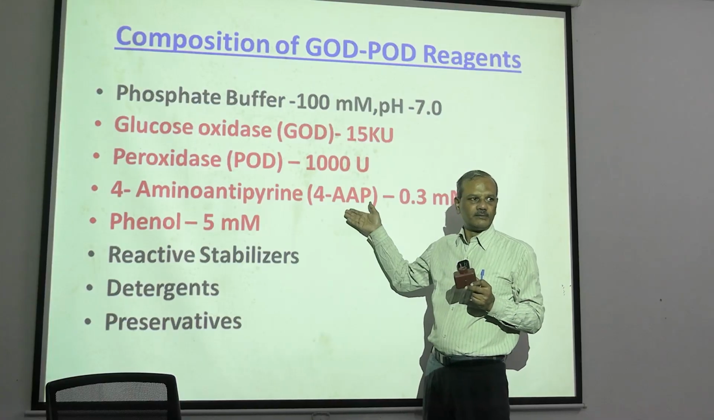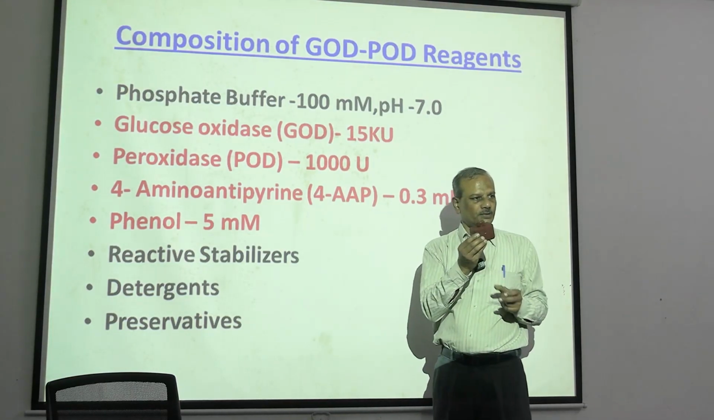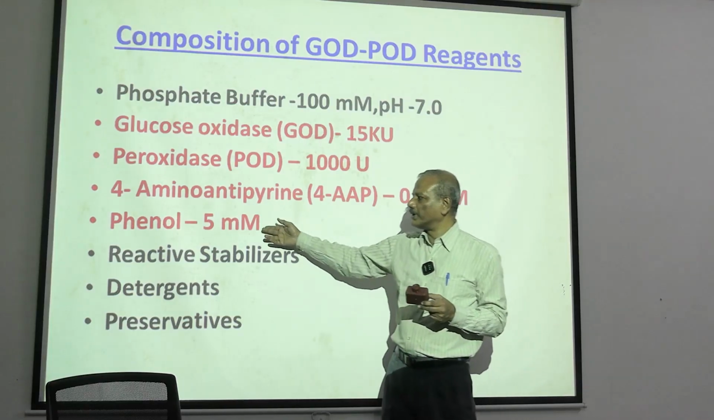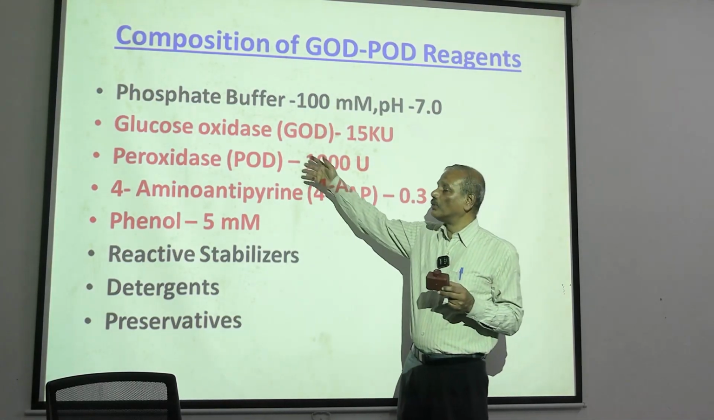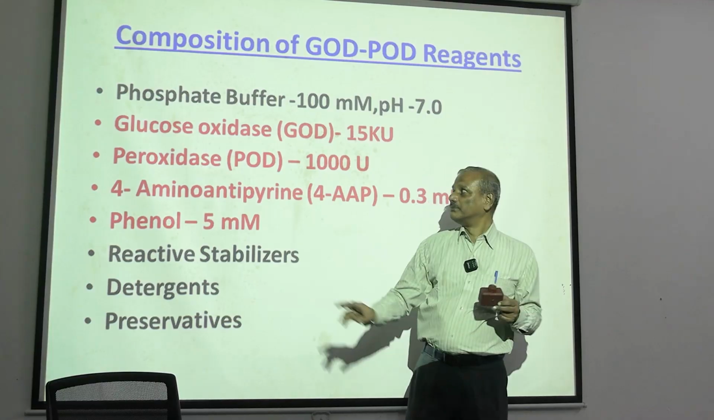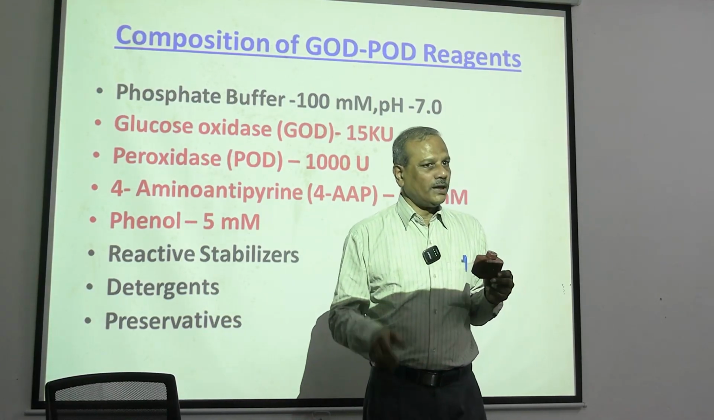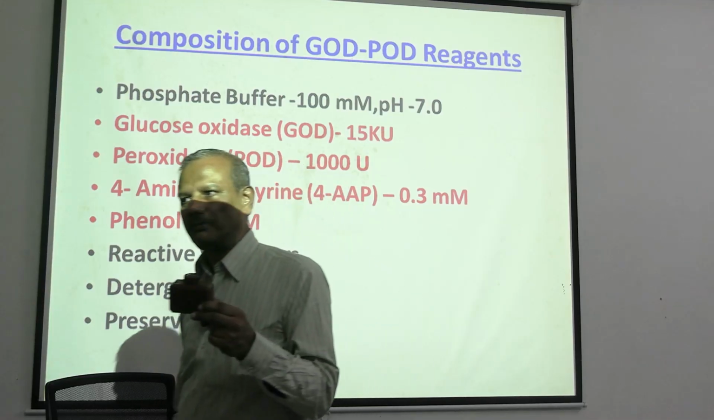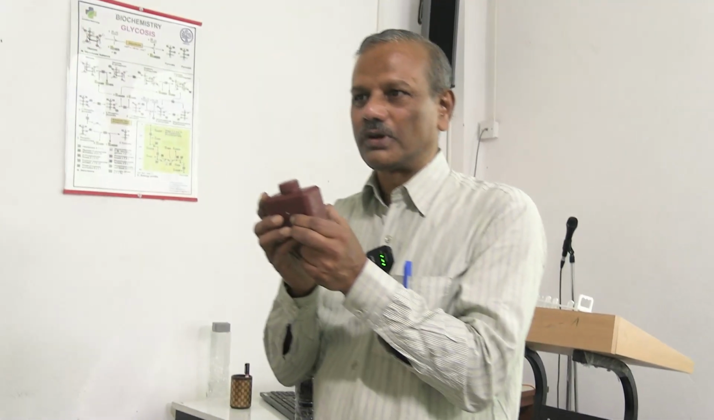4-amino antipyrine. Because you see why I told you this is not a simple solution. If you had put phenol, it would make a true solution. Glucose oxidase is an enzyme, peroxidase is an enzyme. It is a large molecule. It will not make a true solution. It will make a colloidal solution. Okay? So that is the reason a true colloid is there, crystalloid is there also.